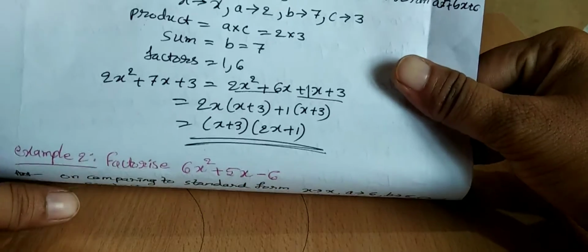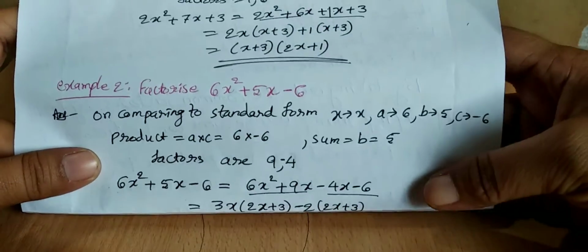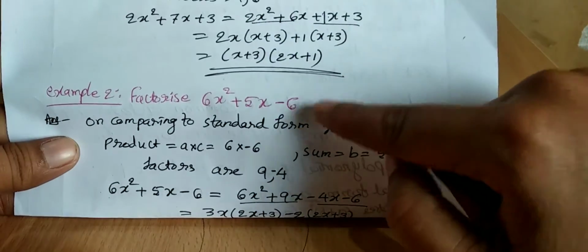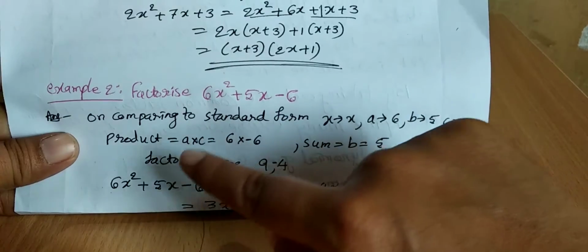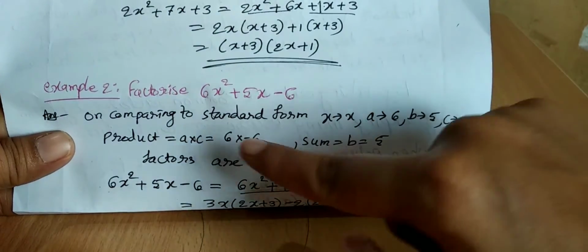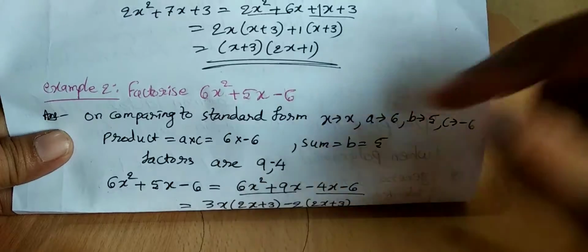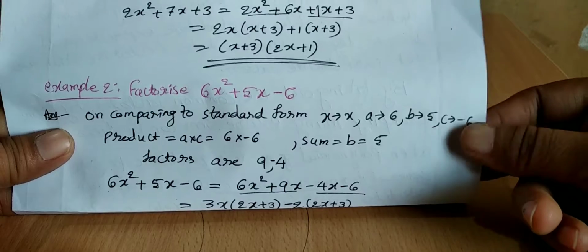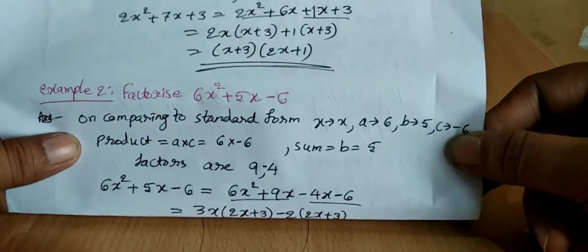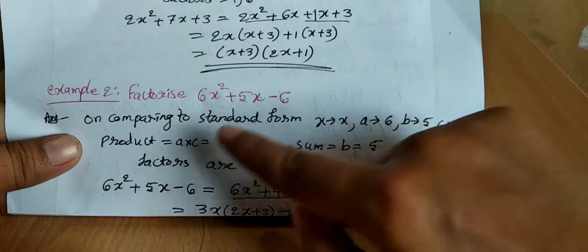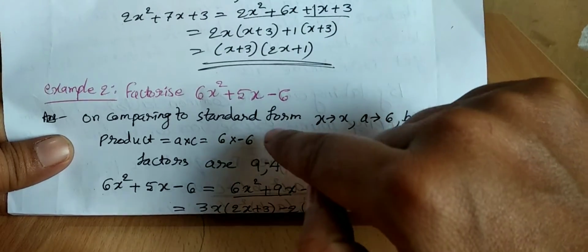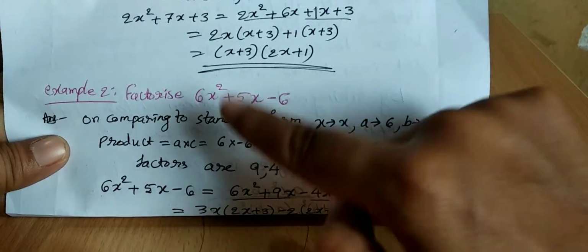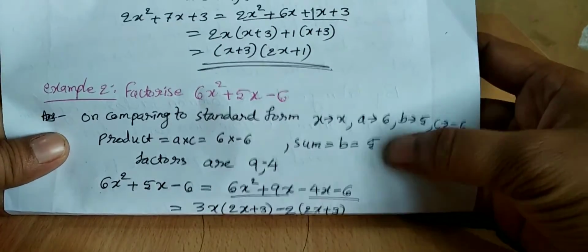Let us go for one more example. Factorize 6x square plus 5x minus 6. Here a is 6, b is 5, c is minus 6. With the coefficient I should take the negative sign also, I have to consider. Variable is x. Product should be a into c, that is 6 into minus 6, that is minus 36 will be the product. Minus 36 and sum is 5.